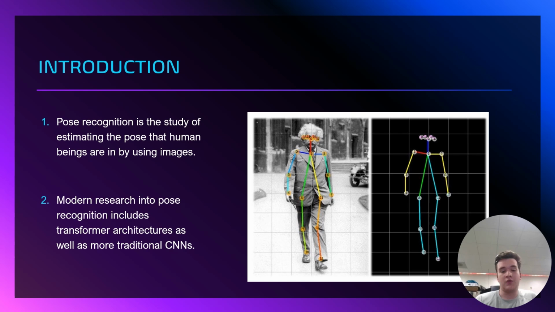So in general, pose recognition is the study of estimating the pose that a human is in by using just images. You can see on the right here, we've got Albert Einstein. He's walking along, and we're able to reconstruct the general shape that his body is in just based on that image. Modern research into this includes a number of different fields like transformer architectures, classifiers, and many different things, including traditional convolutional neural networks, which is what we'll be looking into right now.